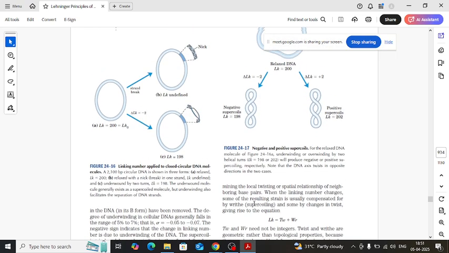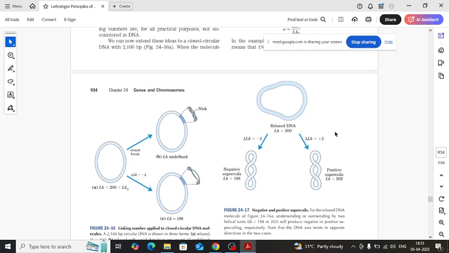Right, now we will see what is positive and negative supercoiling. Suppose this is a relaxed DNA which has a linking number of 200, meaning the first strand is crossing the second strand 200 times. Then if you reduce two turns, the delta Lk will be minus 2. So the final linking number will be 200 minus 2, which is 198.